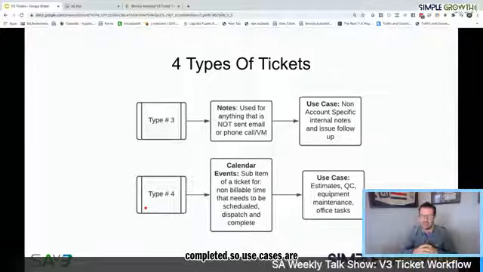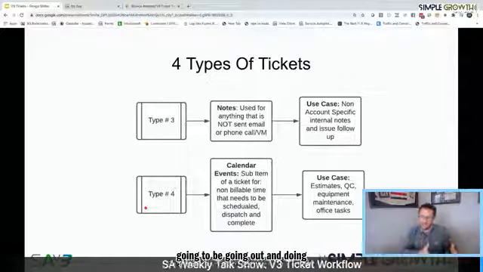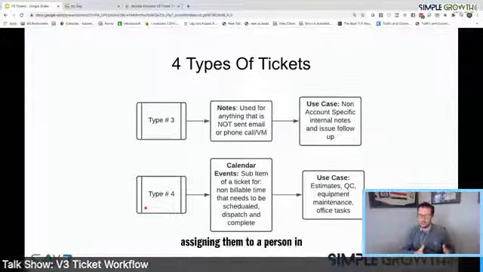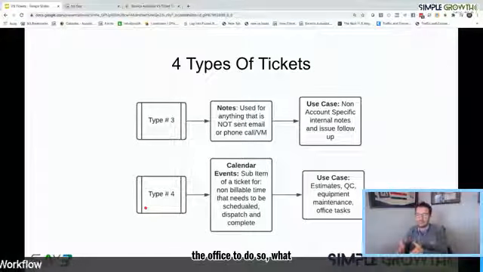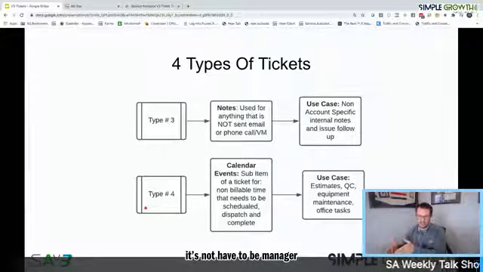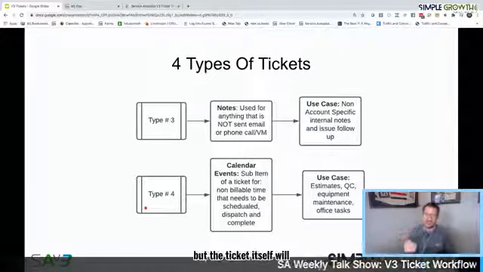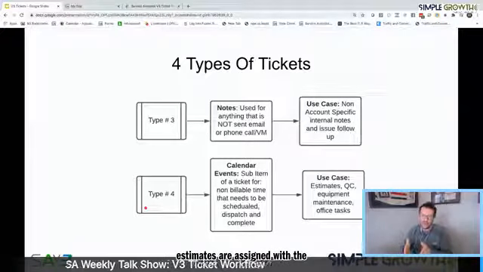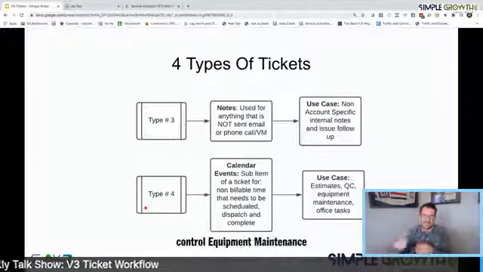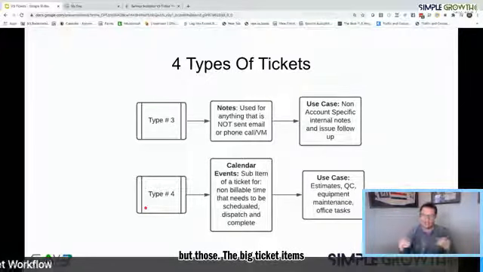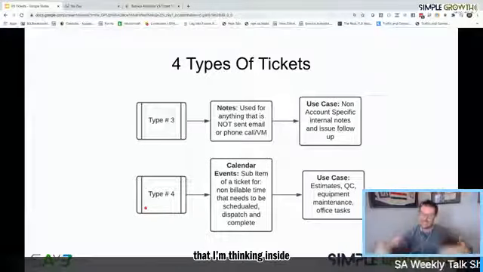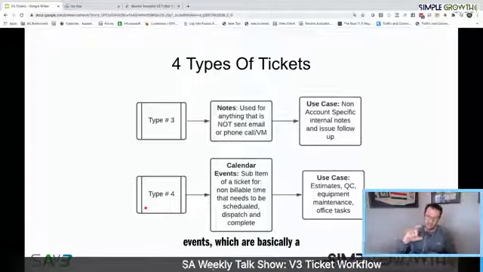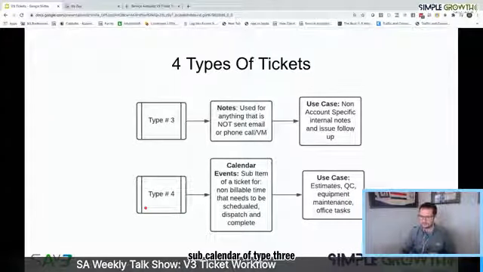So use cases are going to be going out and doing estimates on site, or if you're assigning them to a person in the office to do. So what should happen happens, and it doesn't have to be managed or babysat by the business owner, but the ticket itself will manage the fact that these estimates are assigned with a deadline to get done. Quality control, equipment maintenance, office tasks, just to name a few. But those are the big ticket items that I'm thinking inside tickets that you're going to want to use in type 4, calendar events, which are basically a sub-calendar of type 3 notes.